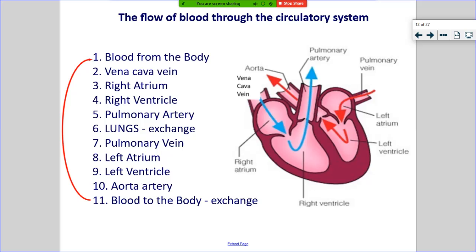The blood picks up carbon dioxide and then comes back to the heart through the vena cava and into the right atrium, down to the right ventricle, up. You've got the idea. Keep going over it until it just comes to you naturally.